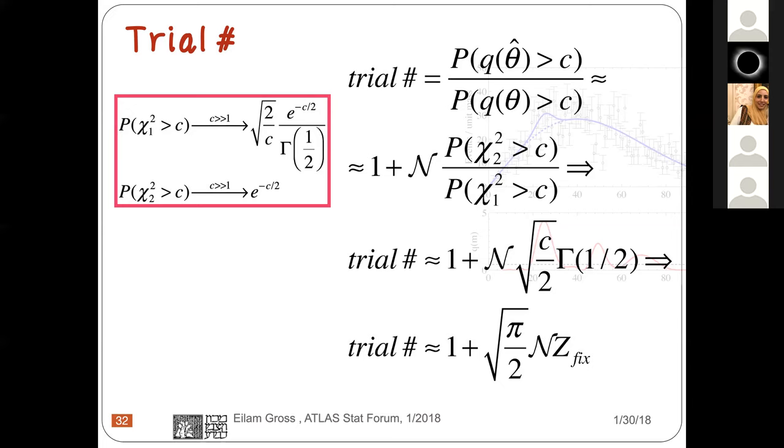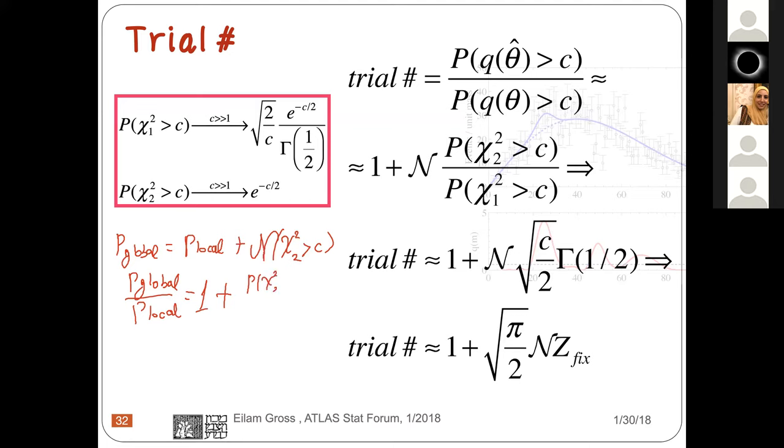So the ratio of both of them, since P global is P local plus some parameter times chi-square of 2 degrees of freedom greater than c. So P global divided by P local, which is the trial number, is 1 plus the ratio of this thing, P of chi-square of 2 greater than c over P of chi-square of 1 greater than c.